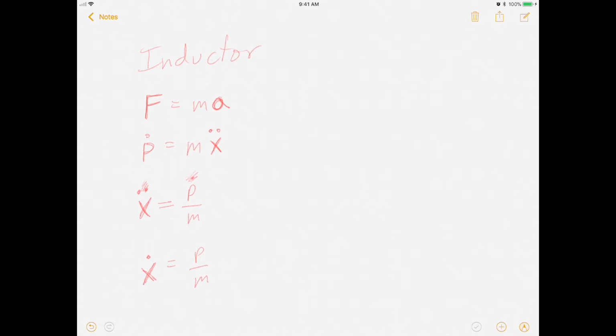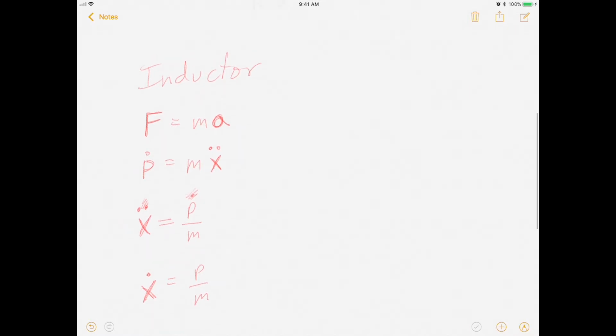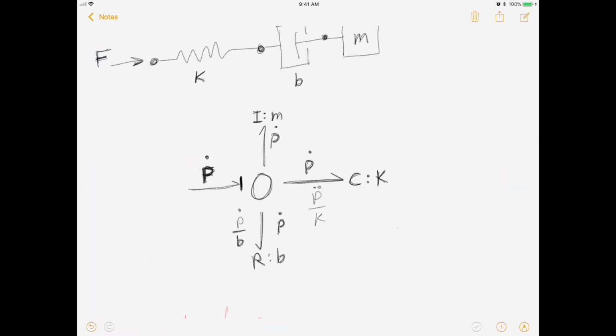So the flow of a mass is equal to the momentum divided by the mass, which actually makes sense because momentum is equal to mv. We divide mass from that, we get velocity, and velocity is flow. But we're going to use this equation instead, P over M.